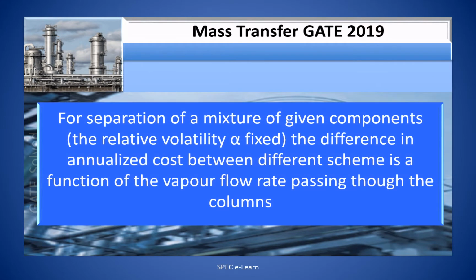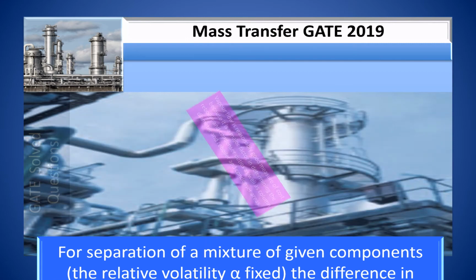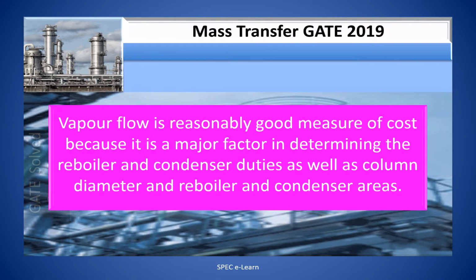For separation of a mixture of given components, the relative volatility alpha is fixed. The difference in annualized cost between different schemes is a function of the vapor flow rate passing through the columns. Vapor flow is a reasonably good measure of cost because it is a major factor in determining reboiler and condenser duties as well as column diameter and reboiler and condenser areas.